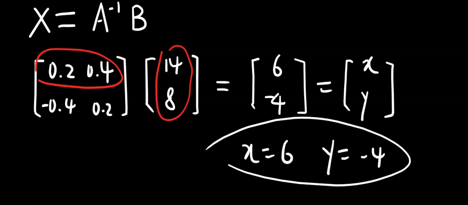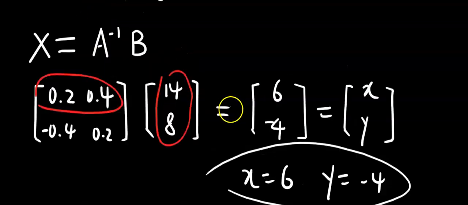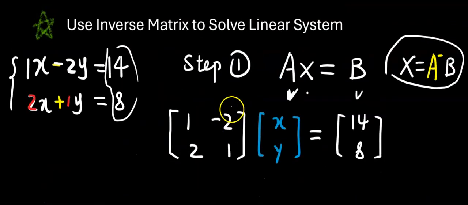We are done. To check this question, of course, you can always use the previous methods, graphing, substitution, and elimination to check it. Now you have all 4 methods to solve a linear system.